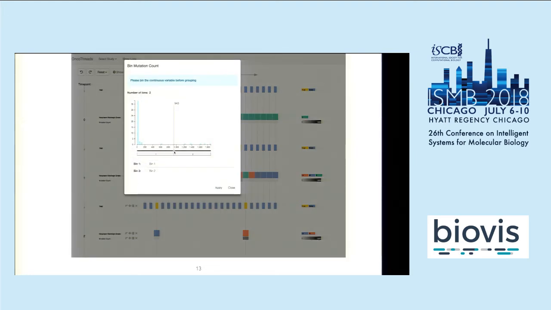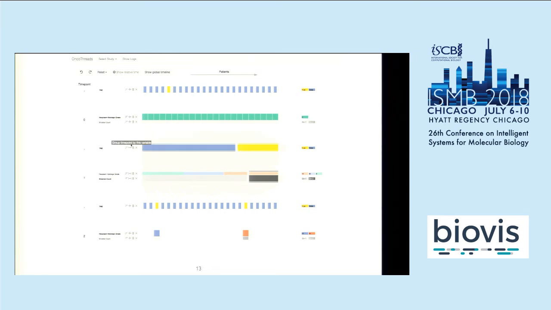So first we bin mutation count, and then we have two categories, high and low. We group the other blocks, and we created a Sankey diagram. In the Sankey diagram, the flows show you how many patients move from one state to the other. So you can see here that a big flow from TMZ goes to high mutation count.